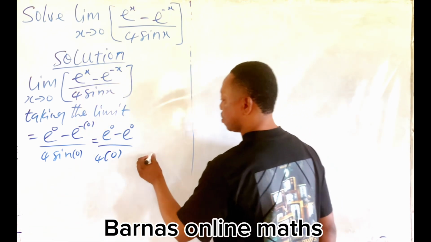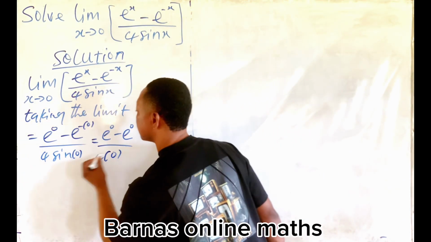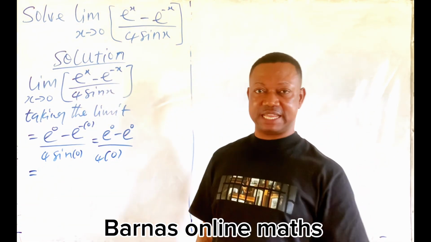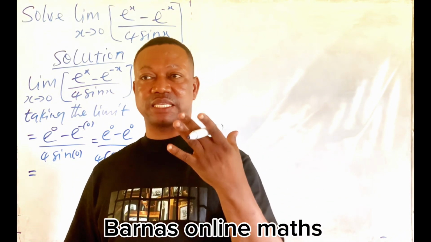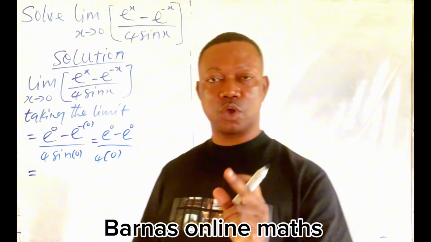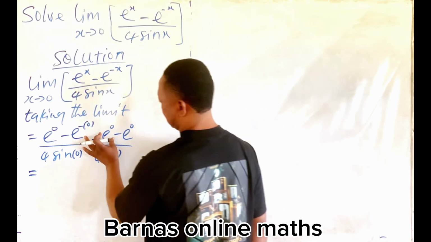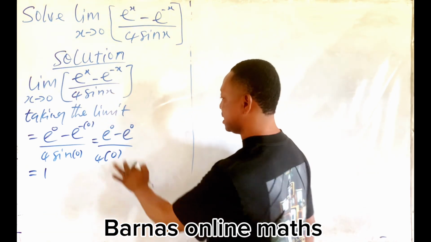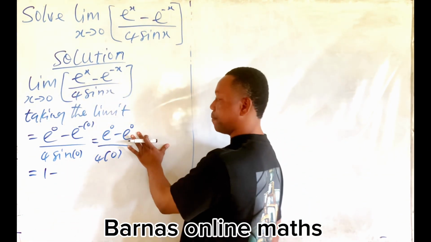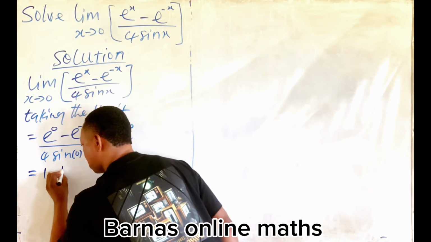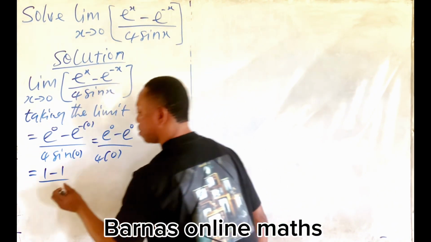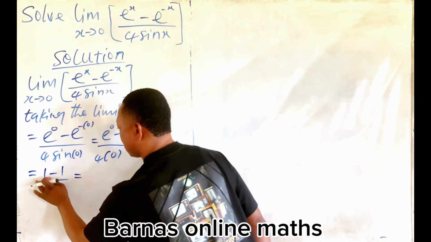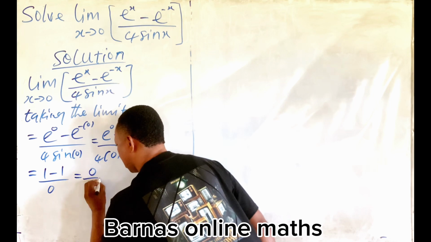As a matter of fact, we now have this equal to e to power 0 from the law of indices. Anything that is raised to power 0 automatically becomes 1. Have that in your mind. So e to power 0 will automatically be 1 from the law of indices. This minus is this. Coming up here, e to power 0 is equal to 1, all upon 4 times 0, which gives us 0. Such that we now have 1 minus 1, which is 0, all upon what?